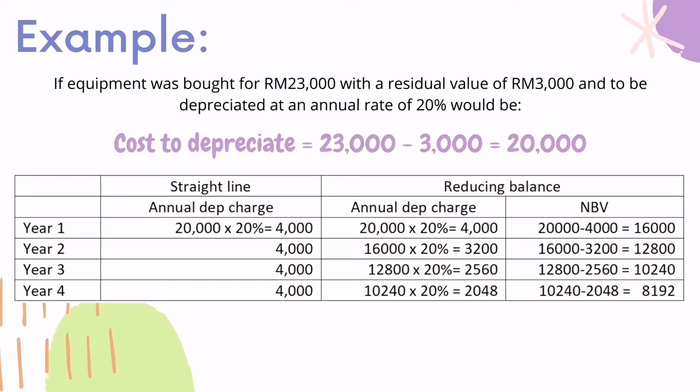You can see from the example, if we use the straight line method, the annual depreciation charged for each year from year 1 to year 4 will be the same. However, annual depreciation charged by the reducing balance method is different every year. Depreciation is reducing from year 1 to year 4. As you can see, the straight line method is easier to calculate compared to the reducing balance method. So if you are using the reducing balance method, make sure that you use net book value to depreciate the asset instead of using the cost.